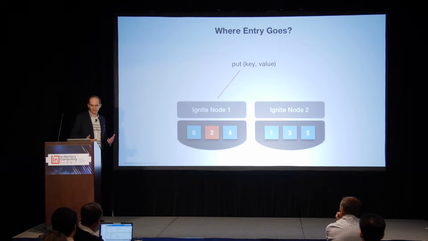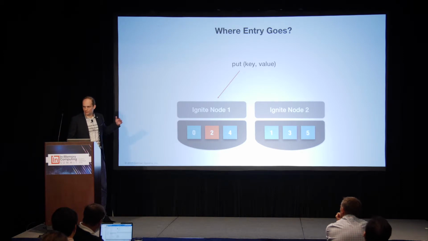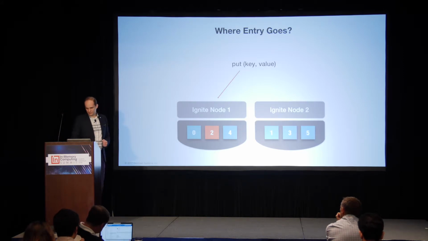Which is basically the main recipe for scalability and performance, because we don't have to do any additional hops. We don't need to try the first node and then the second node, nothing like that. We just go directly to the node where we have this entry.